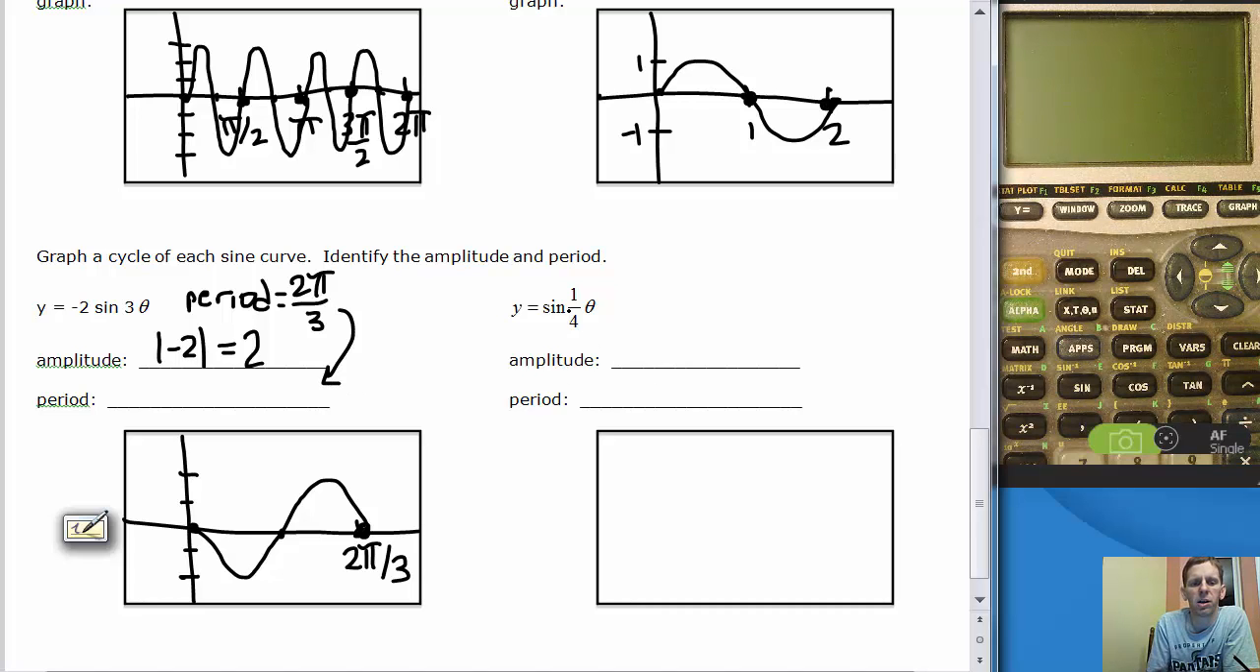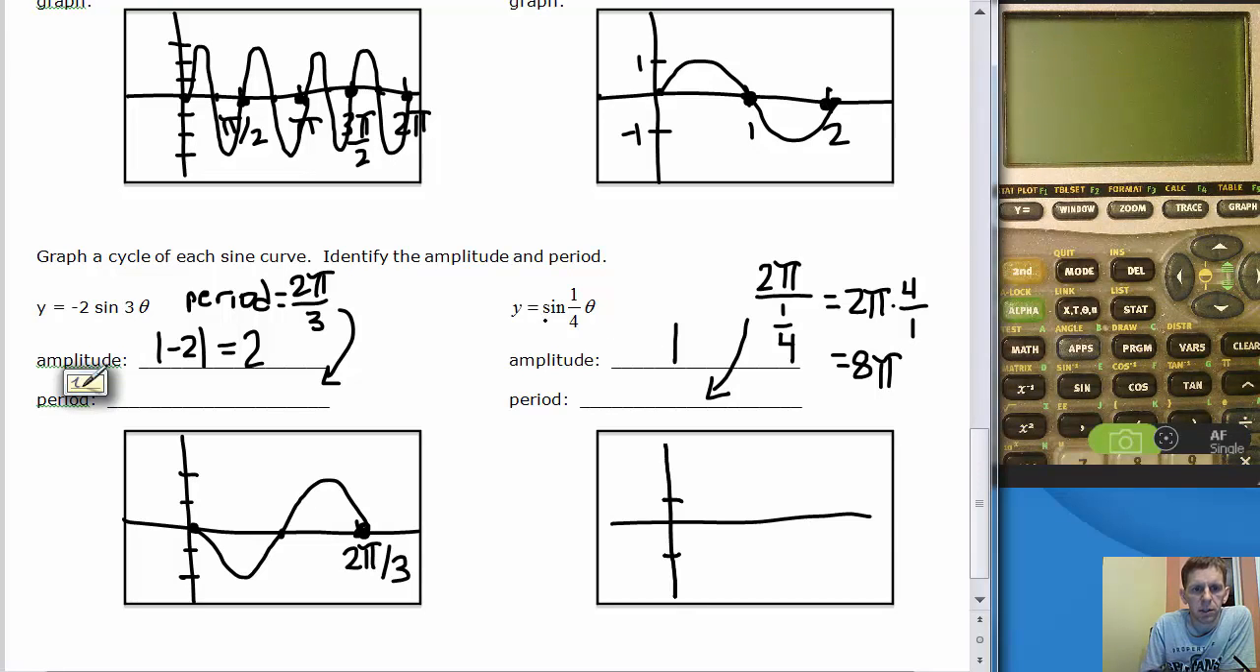What I'd like you to do is I'd like you to pause the video and see if you can come up with the amplitude and period of this graph as well as a sketch. We'll see what you get in just a moment. First of all, you notice that there's no value in front of sine. That means we can assume there's a 1 out in front of this, and that is your amplitude because it's the absolute value of 1, which is 1.